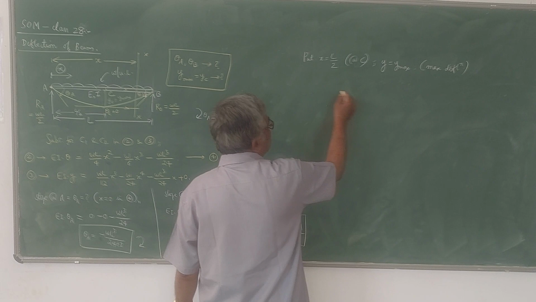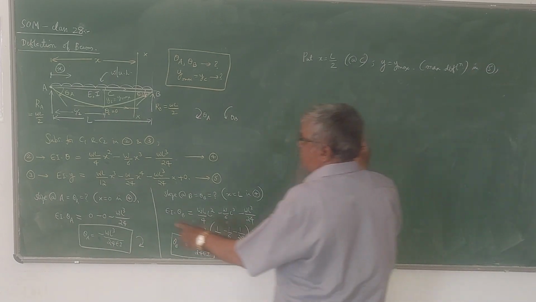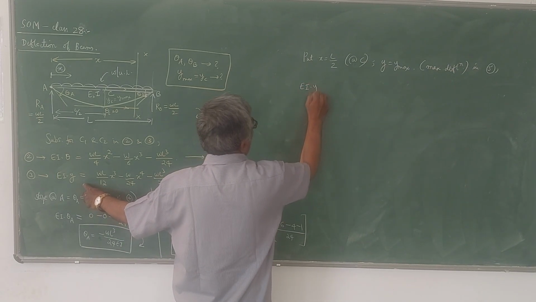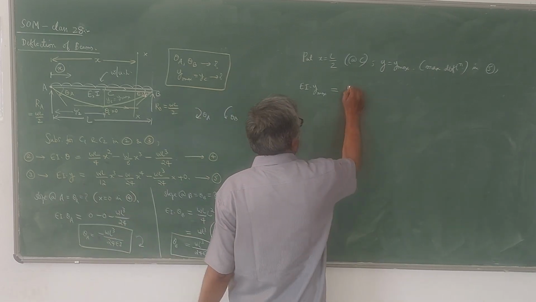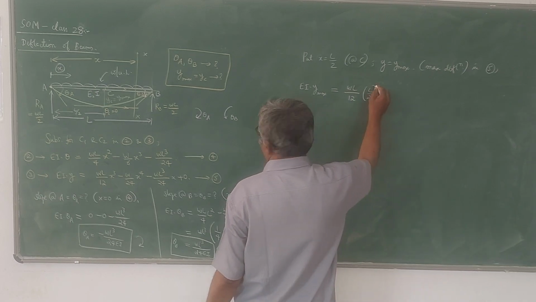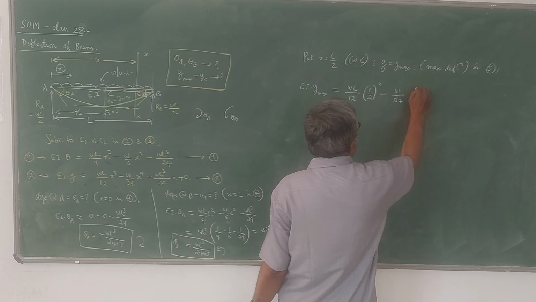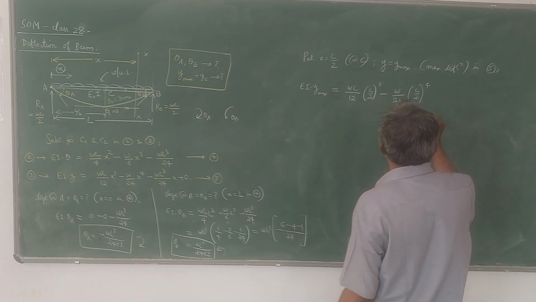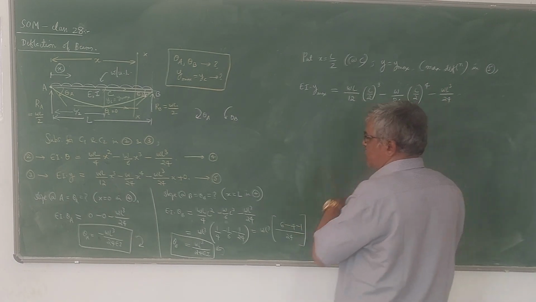So substitute in equation 5. Equation 5 states EI into y, so here y becomes y max, or yc, is equal to W L by 12 into (L by 2) cube, minus W by 24 into (L by 2) to the power of 4, minus W L cube by 24, plus 0 of course, the last one.